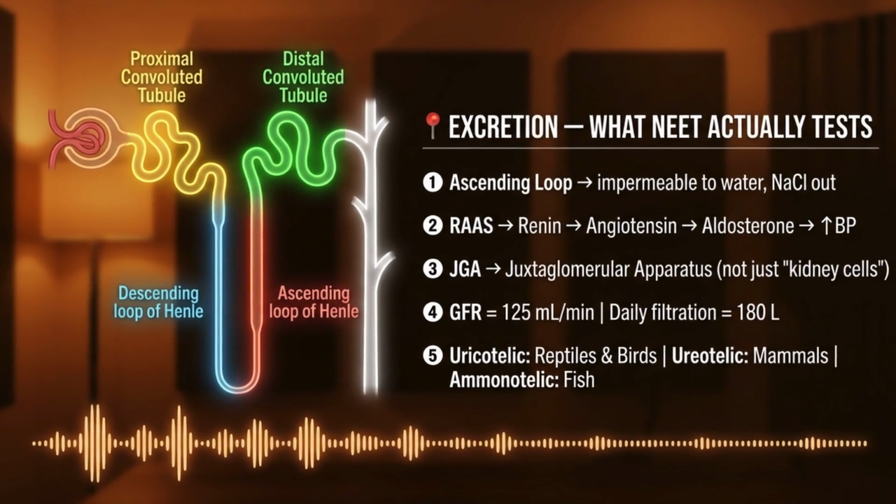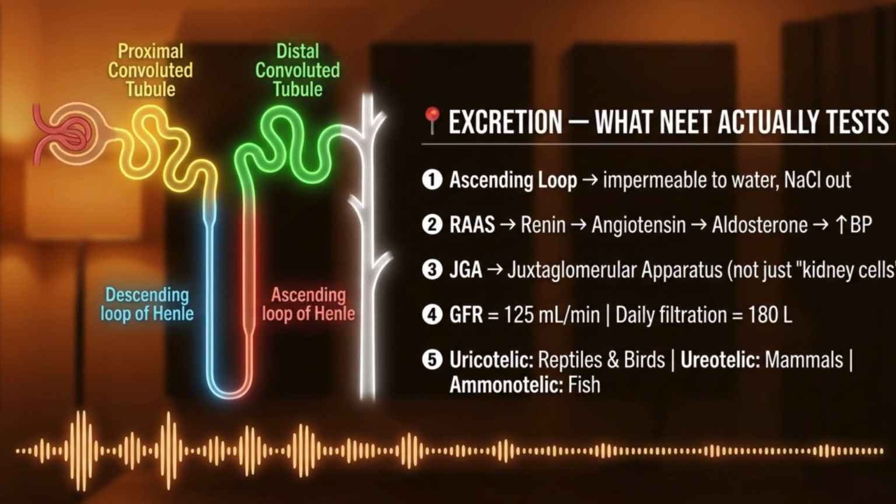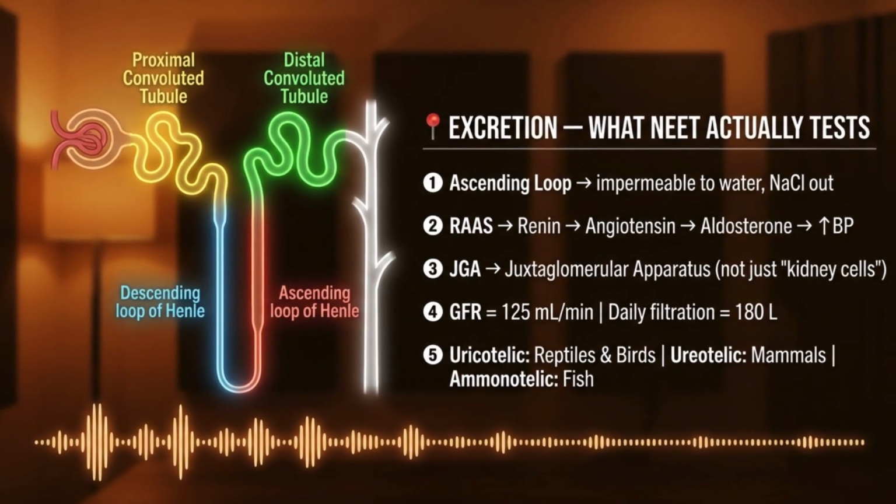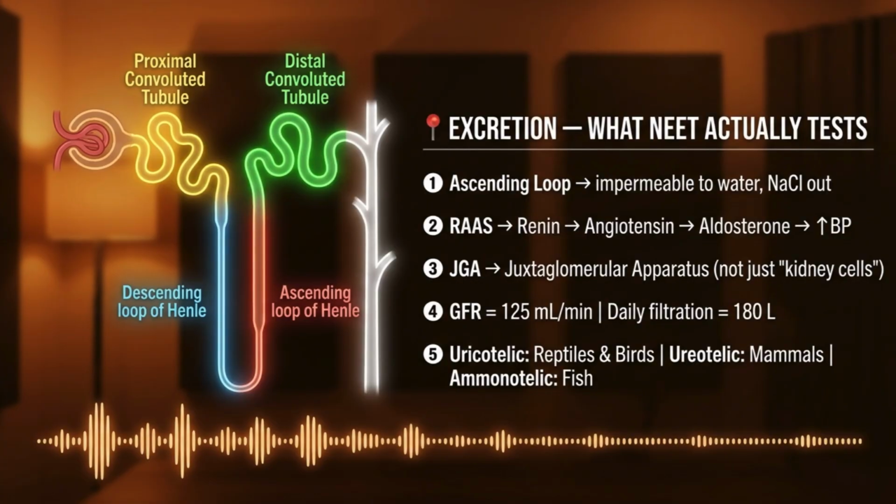Let's get into it. Let's start with excretory products and their elimination, Chapter 19. The nephron is where most students feel safe. They've memorized the diagram, they know PCT, loop of Henle, DCT, collecting duct. But here's what NEET actually asks. The ascending limb of the loop of Henle, impermeable to water, actively transports NaCl. This creates the concentration gradient in the medulla. That gradient is what allows the collecting duct to reabsorb water when ADH is present. Connect those dots and you get 3 marks instead of 1.